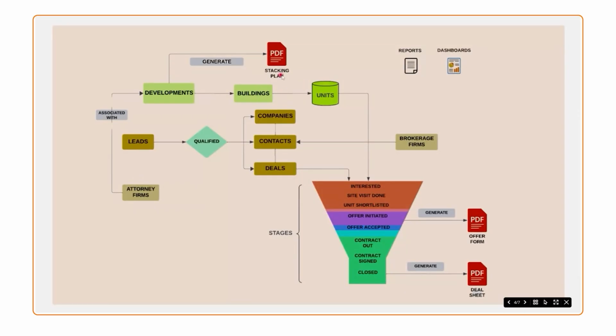And then under the buildings again you have different units. These are basically the apartments. It can be a penthouse, a 3 BHK apartment, or a 2 BHK apartment. So you basically get to manage the different units in the units module. That's how you segregate.